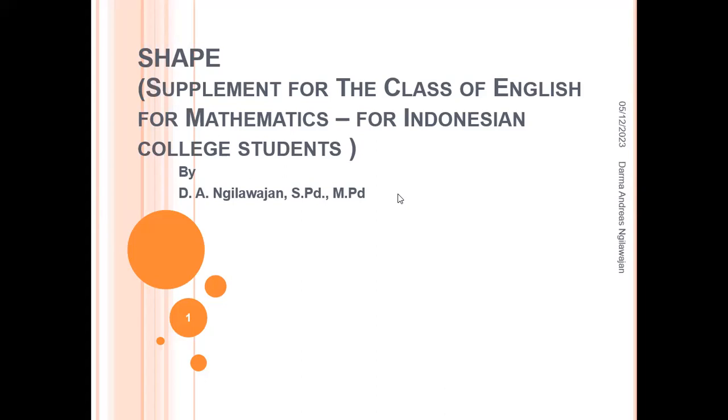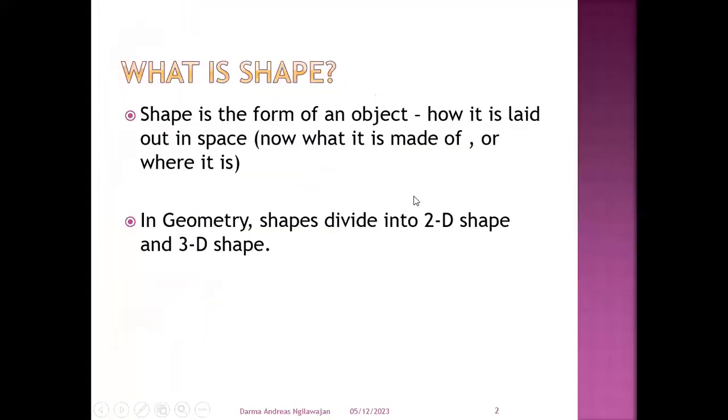Okay, let's continue. What is shape? We have two definitions in here, as you can see. The first one is: shape is the form of an object, how it is laid out in space, not what it is made of or where it is.